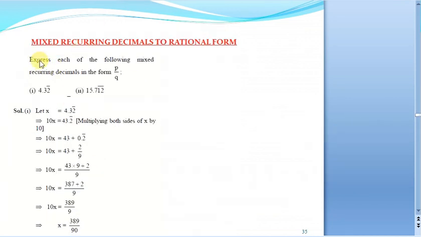Now let us see how to convert this particular mixed recurring decimals to the rational form. So what do you mean by this term mixed recurring? That means some digits after the decimal point won't be repeating and some digits will be repeating. So as in this case, see 4.32 bar, and this bar is there for only these two. So these are what we call mixed recurring decimals. Take one more example, 15.172 bar. So this 1 2 is under bar and this 7 is not repeating. So these are what we call mixed recurring decimals.